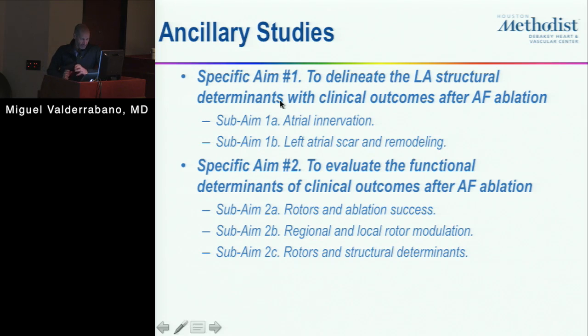And with these mechanistic studies that I'm hoping to propose, we can achieve that. So basically, I divided these ancillary studies in 2 aims. One is to delineate the structural determinants that determine the outcomes of catheter ablation. And that's aim 1. And aim 2 is to delineate the functional determinants.